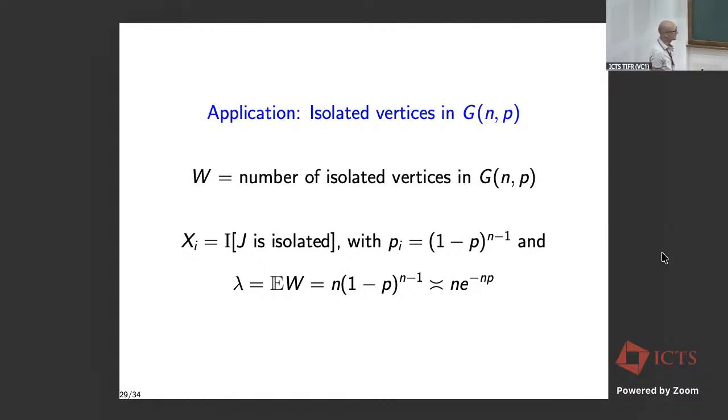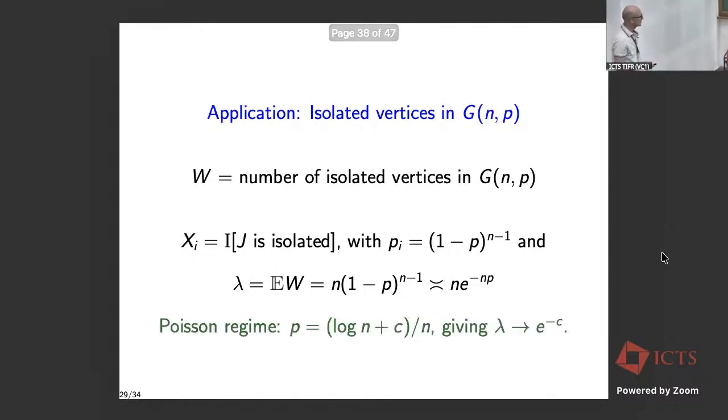Well, it's the probability that none of the edges has turned on. So it's the probability that all the edges are off. That's (1 minus p) to the power of n minus 1. So each potential edge adjacent to i has to be turned off. That's the probability. So lambda is just n times that. We can approximate that by n times e to the minus np. Okay? That's the mean.